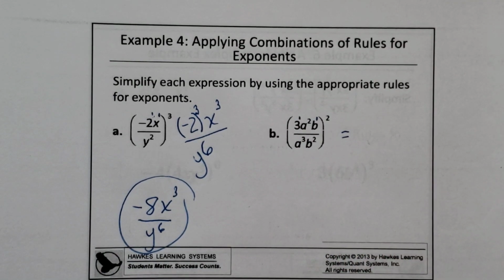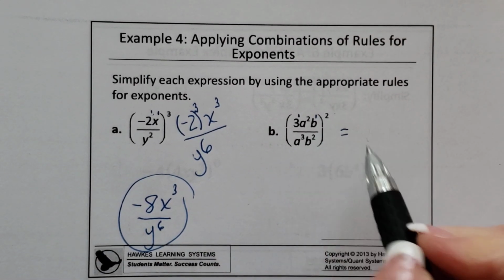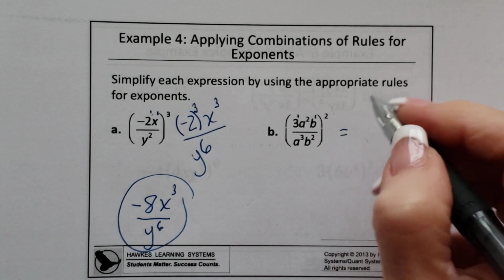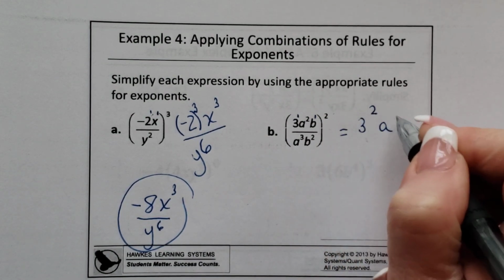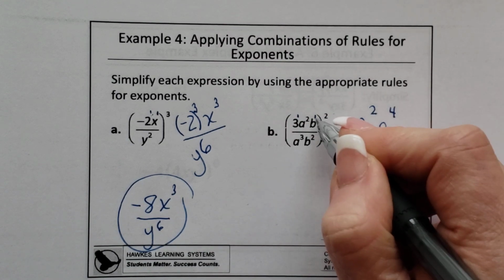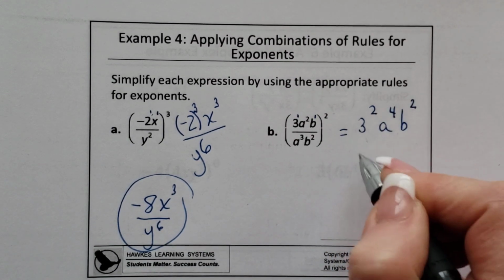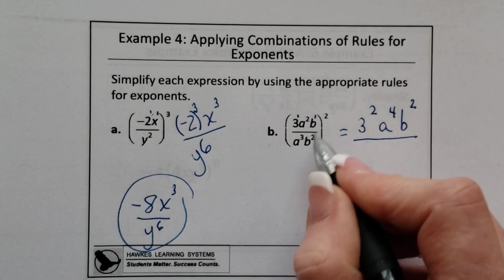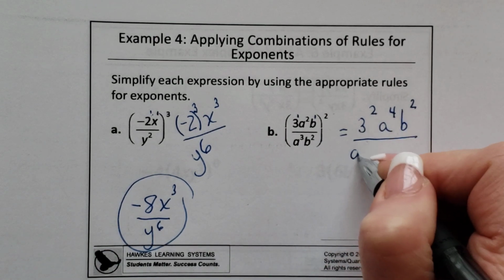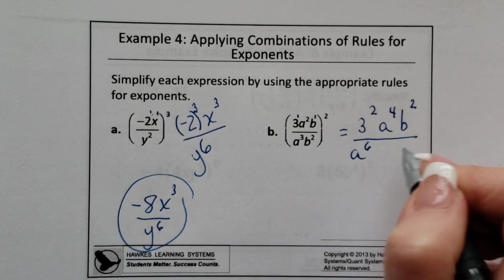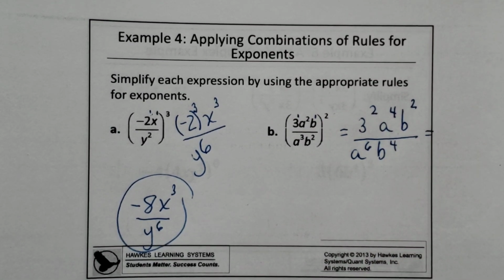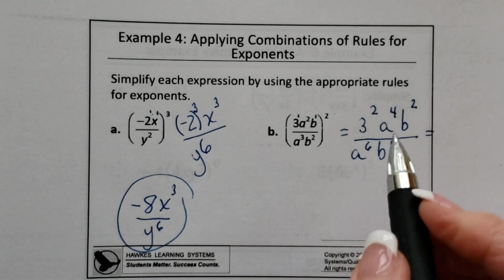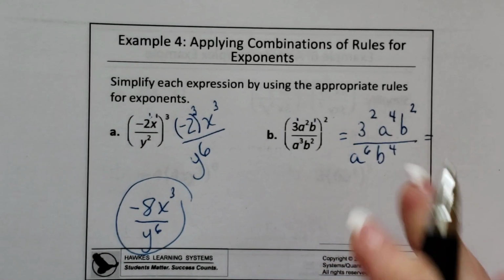So you can remember that every single number and variable gets multiplied by 2. All right, so 1 times 2 is 2, so that's 3 squared. 2 times 2 is 4. 2 times 1 is 2. On the bottom, we have 3 times 2 is 6, and we have 2 times 2 is 4. All right, so we got quite a few things going on here. So first of all, we can simplify 3 squared. We get 9.